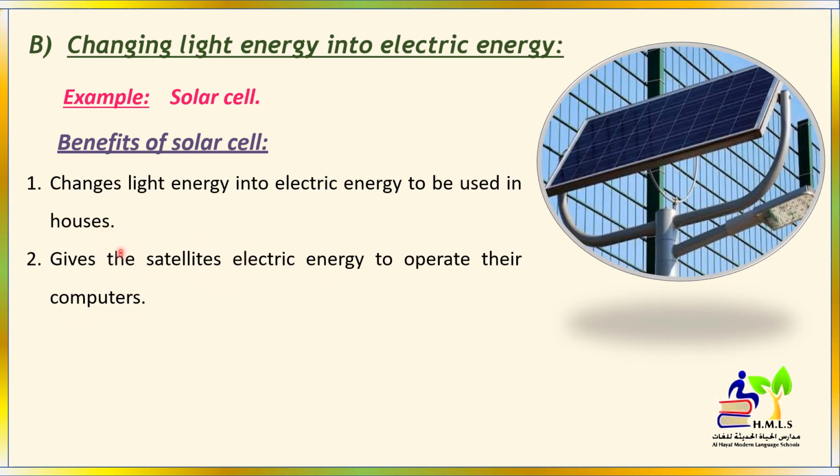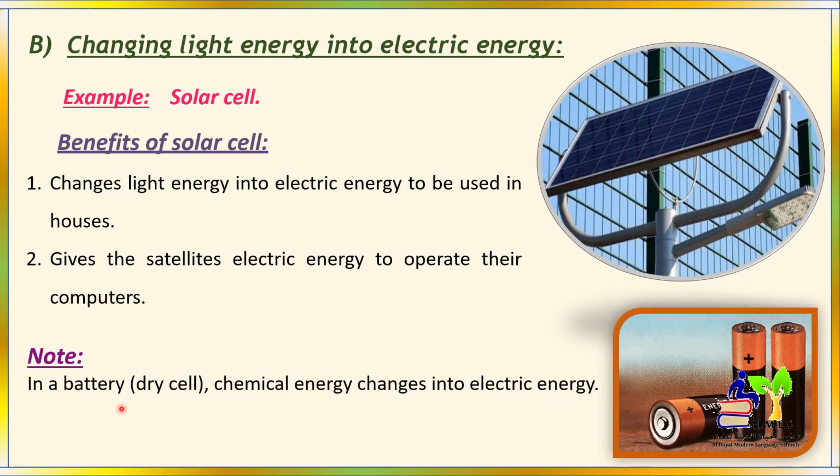The satellites in space rotate around the Earth. Okay, these satellites take electric energy from the solar cells. The satellites contain a large number of solar cells. These solar cells take the light energy from the sun and change it into electric energy to operate the computers, means to allow the computers to work.